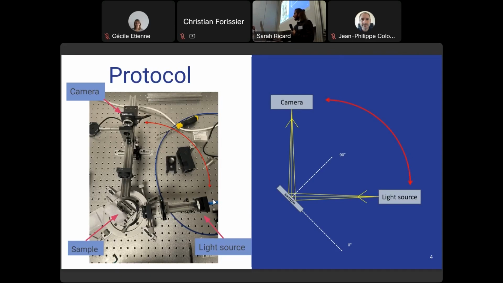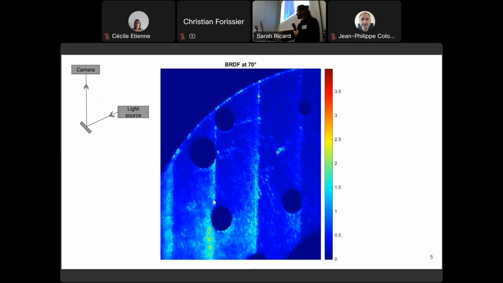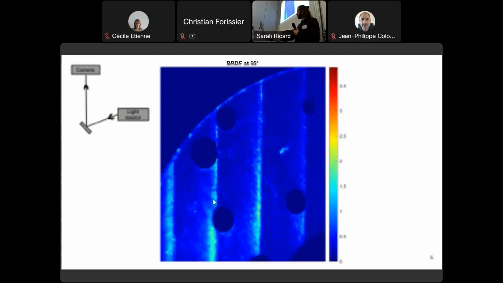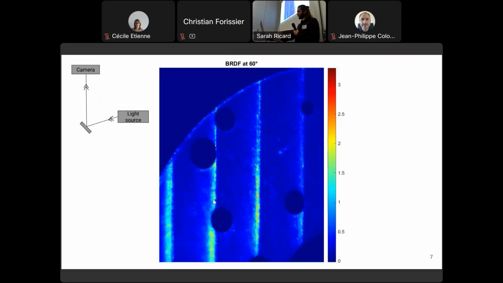So the experiment was simple. The light source emits a light beam to the sample. Here we took a complex metallic surface with grooves. Then the camera captures the intensity, and the goal of the experiment is to detect artifacts by moving the light source around the sample. And this can be visualized as follows, thanks to computer coding.